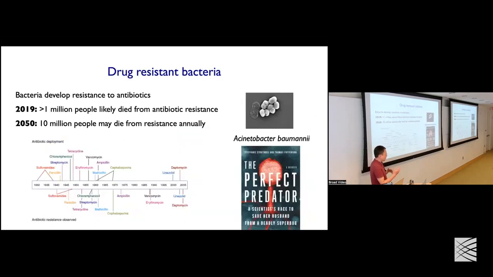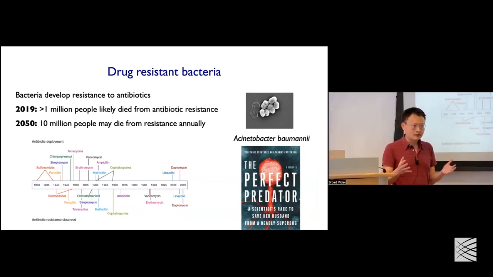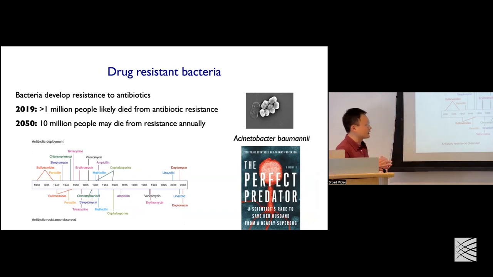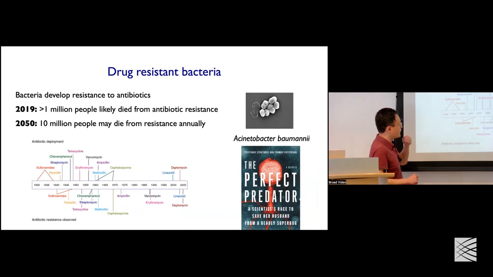And because we're not getting a lot of these new antibiotics, the existence of bacteria that have developed resistance to the existing antibiotics is becoming a huge public health crisis. Currently, over 1 million people die every year because of drug-resistant bacteria. That number is estimated to go up to over tens of millions of people in the next few decades. So this is actually a kind of scary timeline.